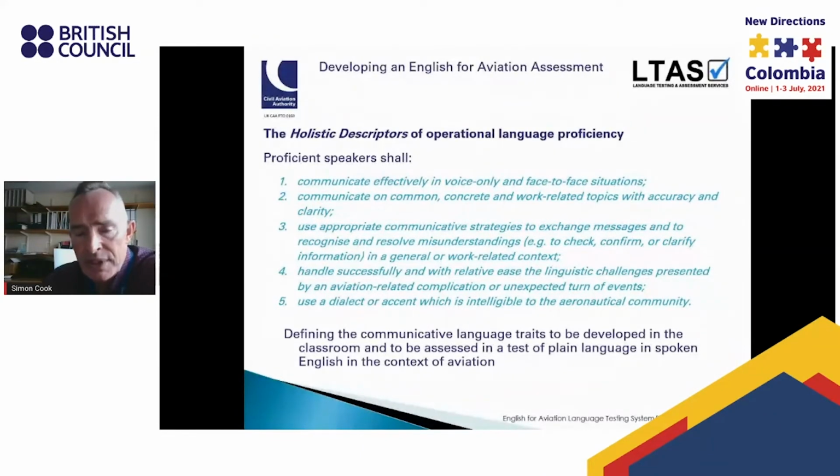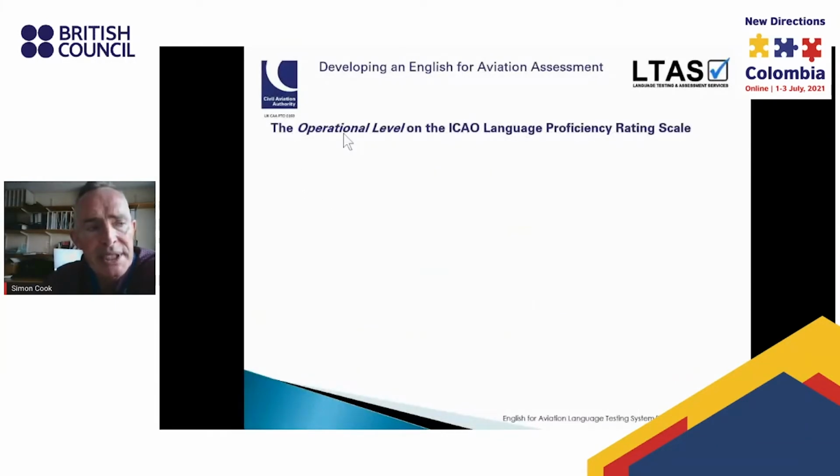So that was what ICAO considered to be proficient, but then they needed to tell us what proficient meant, because proficient, for example, to a native English speaker might be different to a notion of proficiency to a Spanish speaker speaking English, or to a German speaker speaking English, and so on. So in tandem with these holistic descriptors, ICAO produced an operational level on its rating scale.